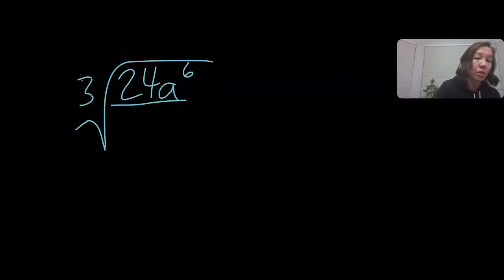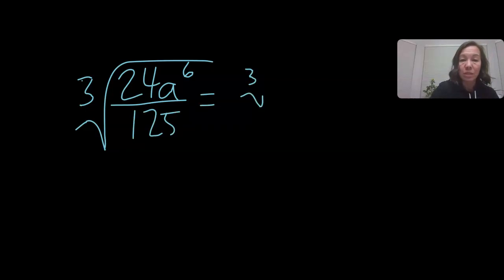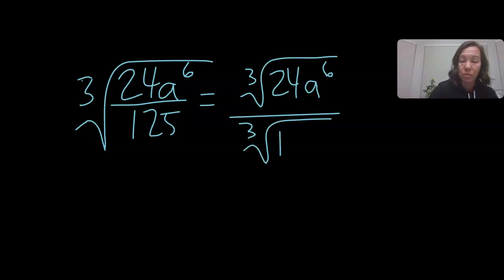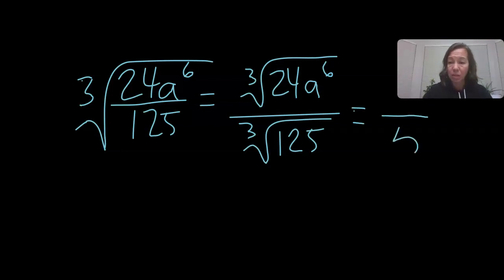So this is the cube root of this expression. And one of the properties we just looked at said that we can split this up into 2 separate radicals. So I can put the cube root of the top over the cube root of the bottom. Now the bottom is easy. The cube root of 125 is 5.